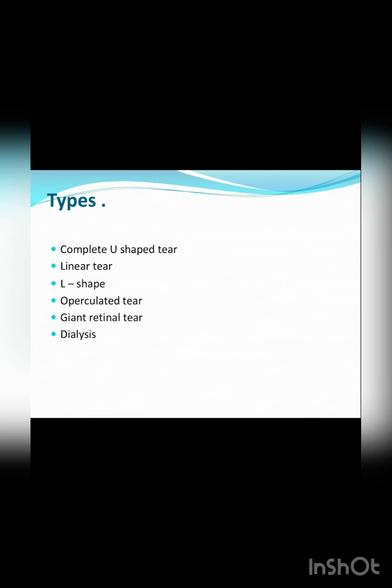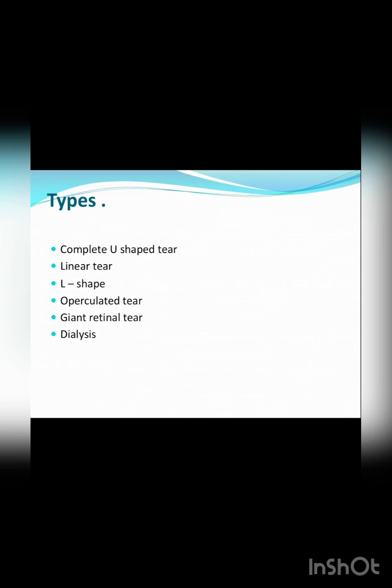According to the shapes of tear, we have a U-shaped tear, linear tear, L-shaped tear, operculated tear, giant retinal tear, and dialysis tear. A U-shaped tear is like a horseshoe shape, and a linear tear forms a linear pattern, so we call it the linear pattern.